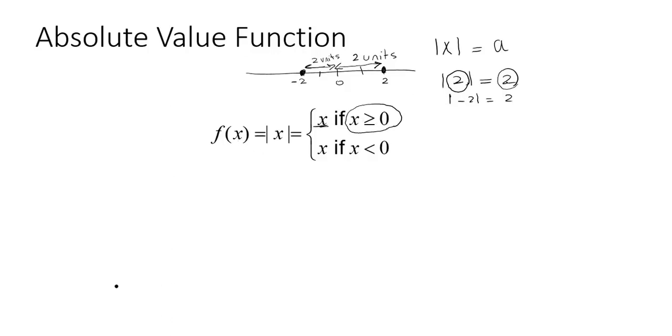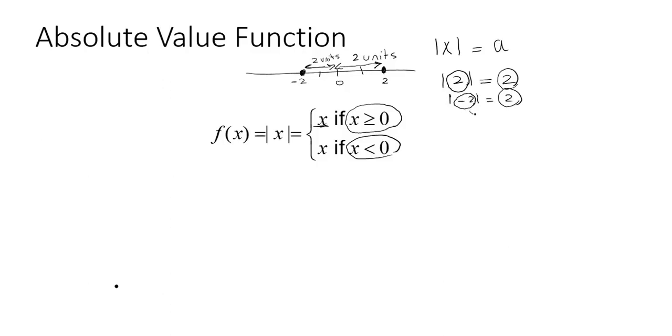Would be just x. So x is 2, so the absolute value of 2 is equal to 2. However, if x is negative, if the value inside the absolute value is less than 0, then the answer would be the opposite of that number. The opposite of -2 would be +2.